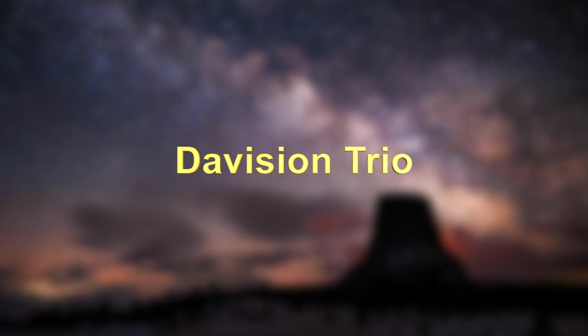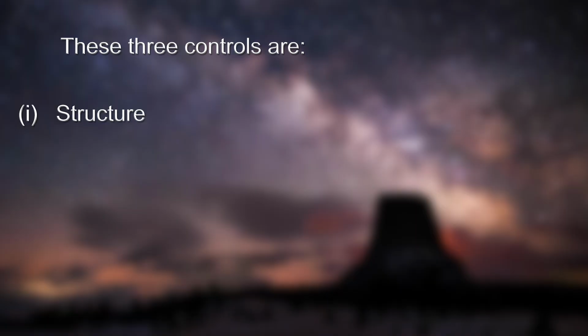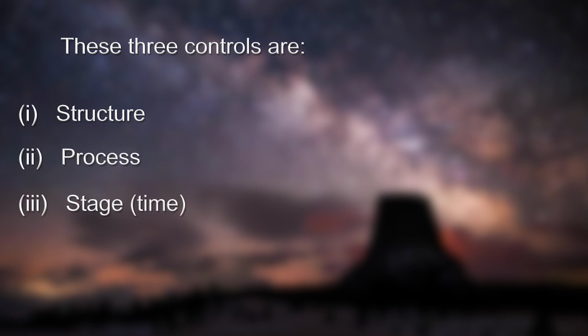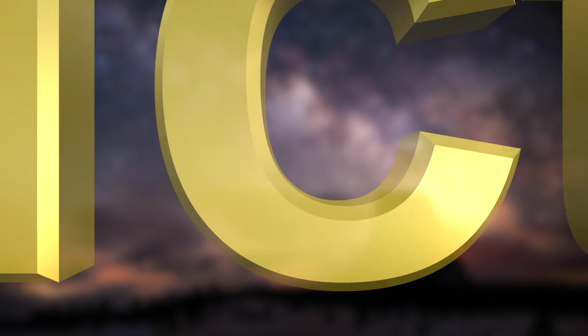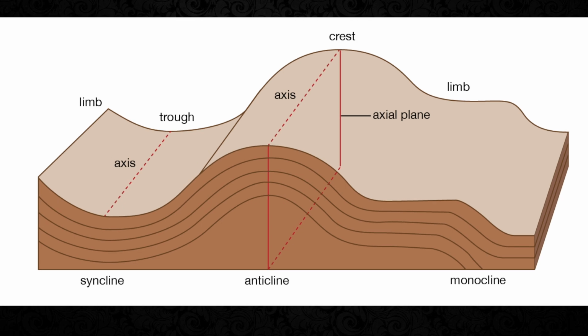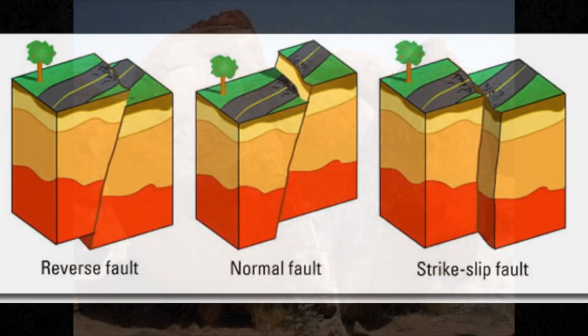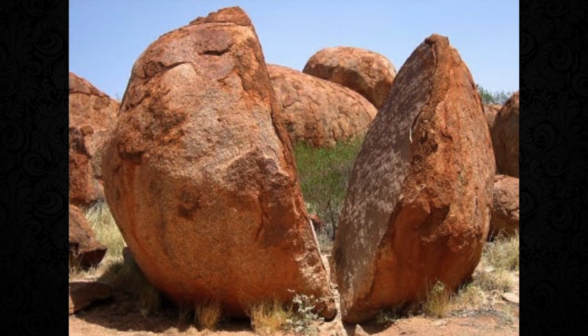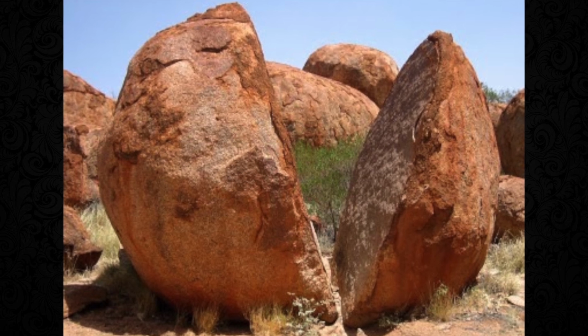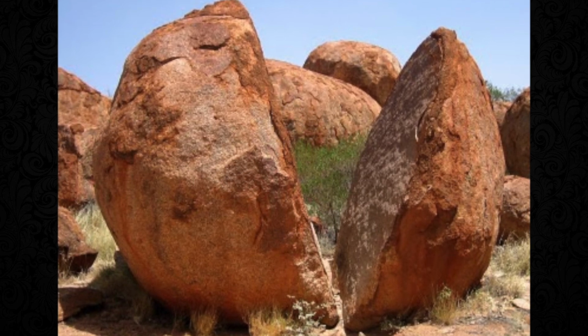Davisian trio. According to Davis, in the development of landforms of a place, three controls play important roles. These three controls are structure, process, and stage, that is time factor. Structure. The term structure means the geological structure, which includes folds, faults, physical and chemical properties of the rocks, their permeability, joints, bedding planes, etc.